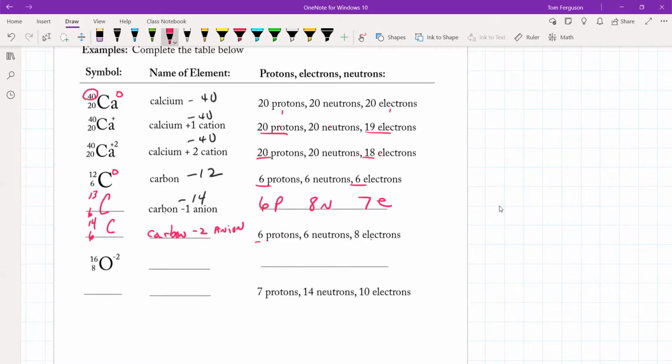Okay, so let's go on here to oxygen. It's got a charge of -2, so it's an anion, and it's oxygen-16, a -2 anion. 8 protons, 8 neutrons, because it's 16. We need 2 extra electrons because the charge is -2. That means it's got 10 electrons, 2 more than 8.